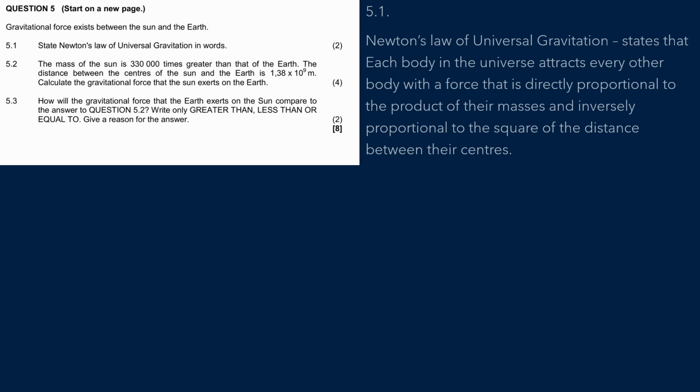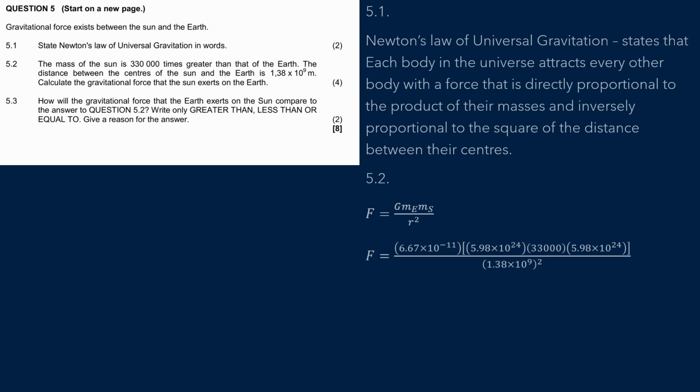5.2. The mass of the sun is 330,000 times greater than that of the earth. The distance between the centers of the sun and the earth is 1,38 times 10 to the power 9 meters. Calculate the gravitational force that the sun exerts on the earth. I know that the formula is F is equal to G times mass of earth multiplied by mass of sun, all divided by r squared. And I know that G is the gravitational constant, which is equal to 6,67 times 10 to the power negative 11. That value is also there on your formula sheet.